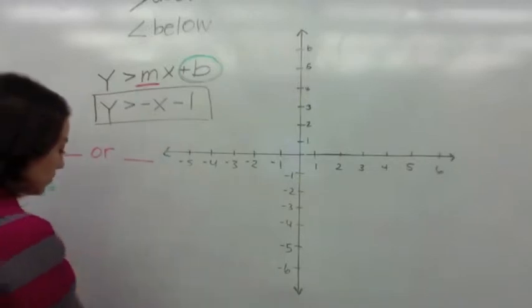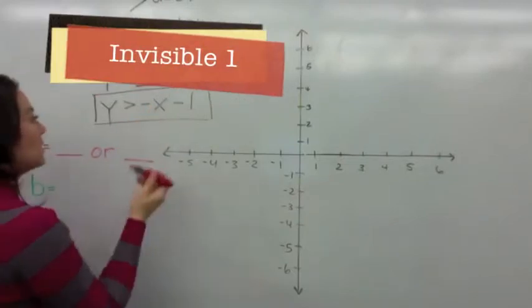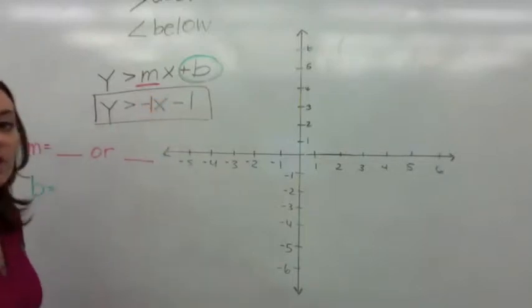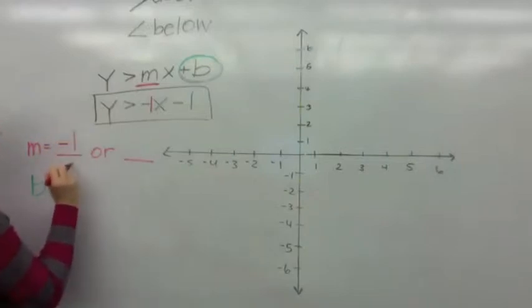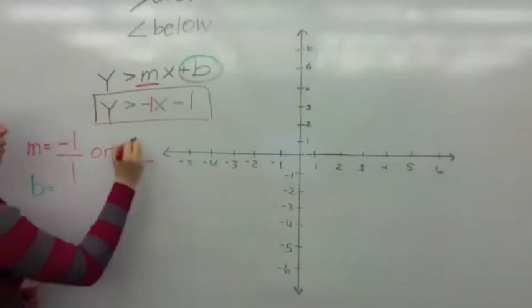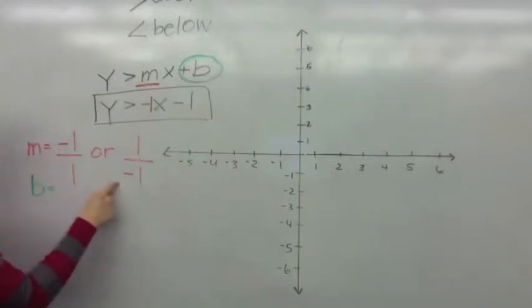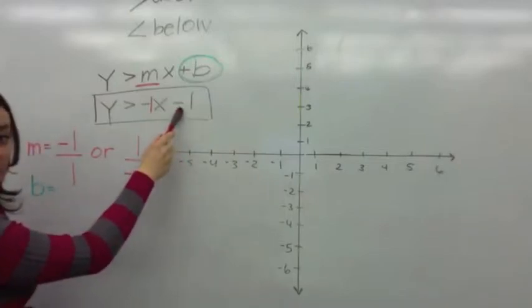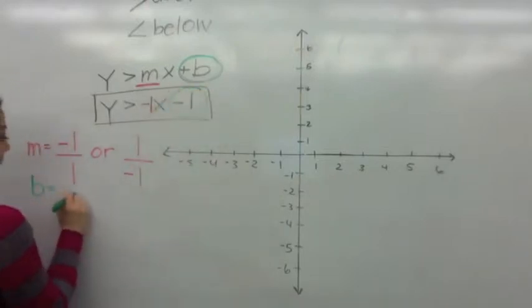So let's take a look at what the slope is here. Is there something invisible here? Yes, it is an invisible 1. Actually, it's an invisible negative 1. So we're going to write that the slope is negative 1 over 1 or 1 over negative 1, because there's one negative on each side. So you either can go down and over 1 or up and to the left 1. The y-intercept is negative 1.